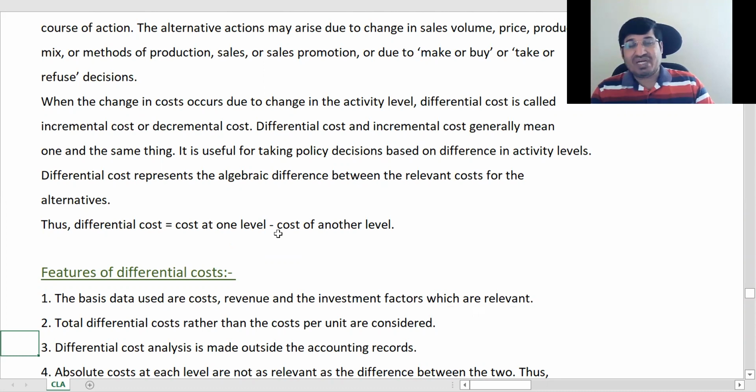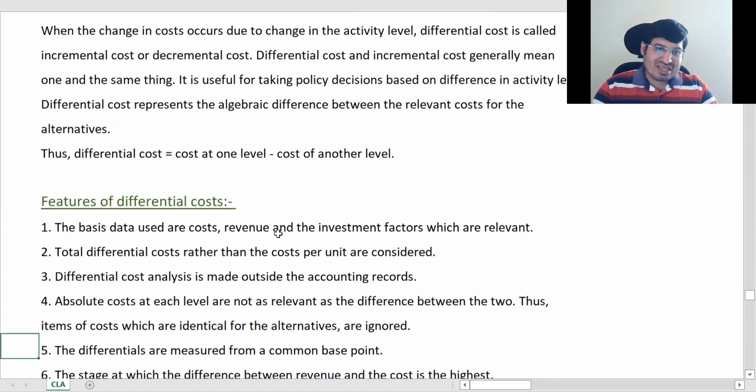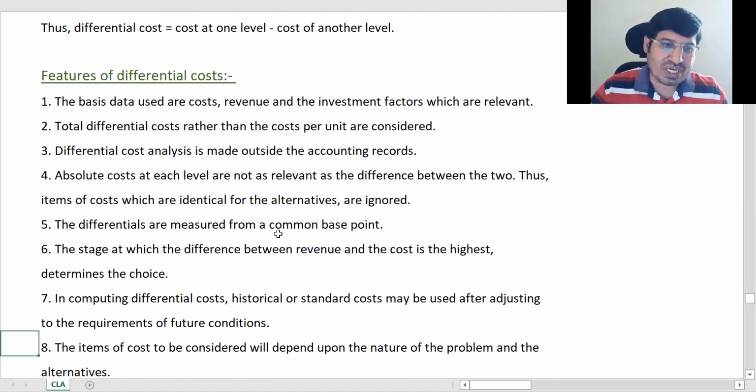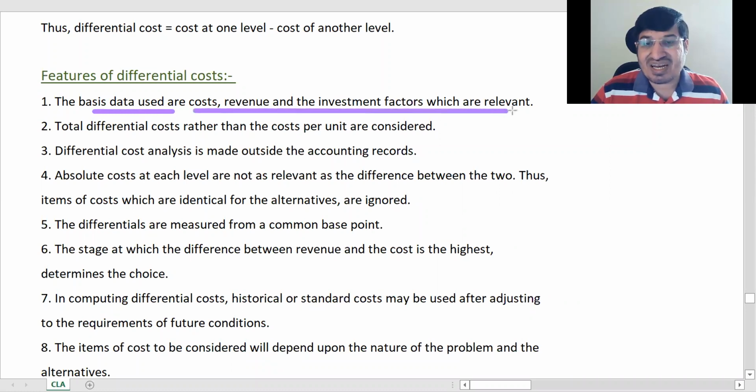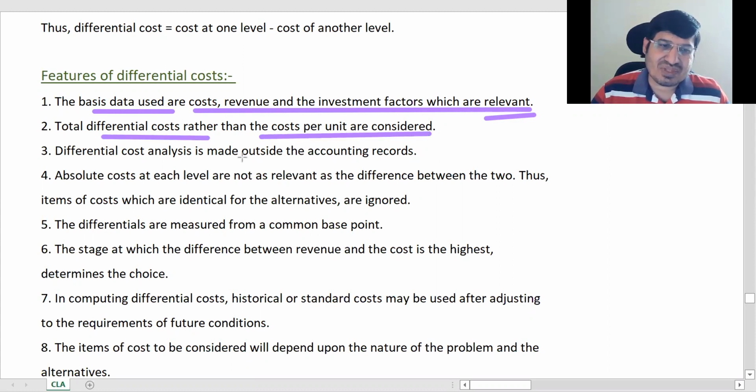Okay. So sometimes the two activity levels will be same, but some other mode you will be using, like the example which I showed. Okay. That also has differential cost. So some little bit of quickly this theory, features of differential cost. So basis data used are cost, revenue, and their investment factors which are relevant. Okay, all things which are relevant are used to take the decision. Total differential cost rather than cost per unit are considered. Total is seen, okay, in differential cost.